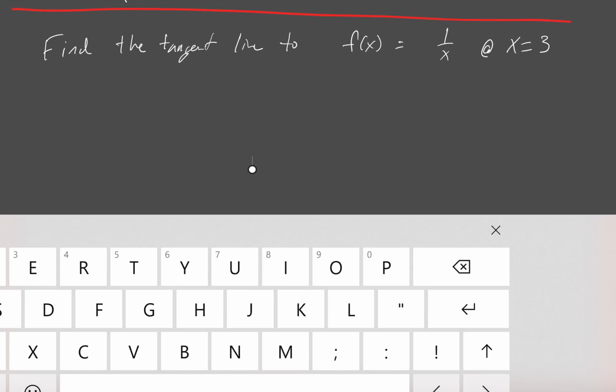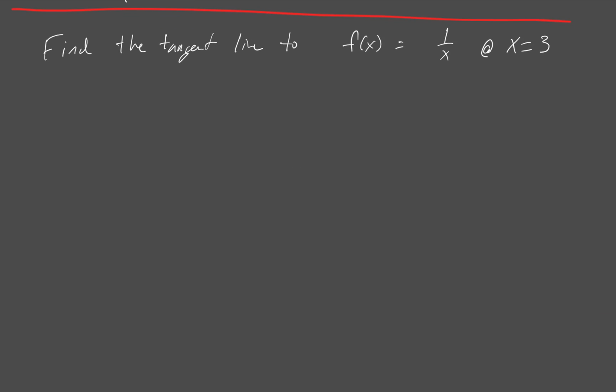To do this, we're going to use the limit definition of derivative. So I'm going to take the limit as h goes to 0, and I'm going to take f of 3 plus h minus f of 3. So 1 over 3 plus h and 1 over 3, divided by h. We're going to do some algebra. I'm going to multiply everything by 3 plus h times 3 to clear denominators.